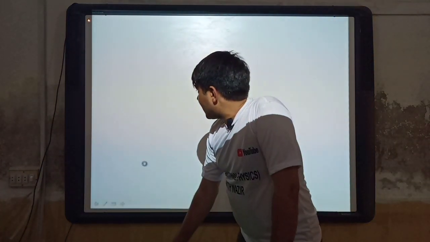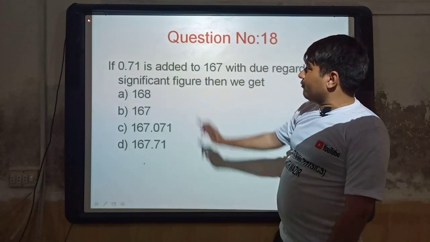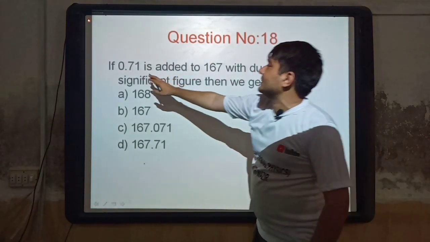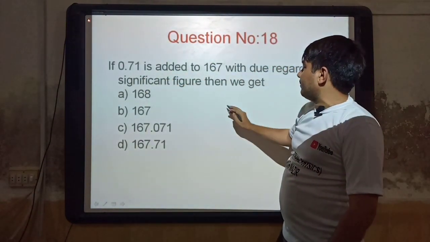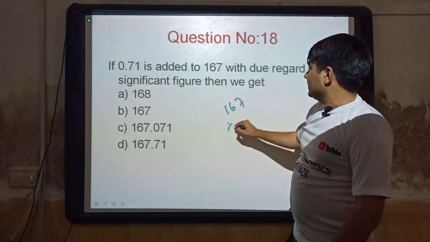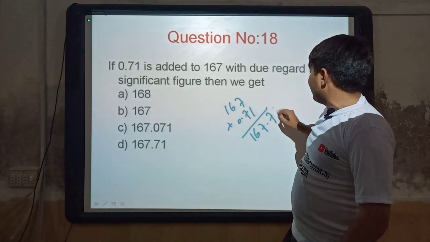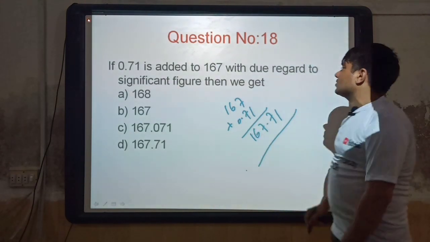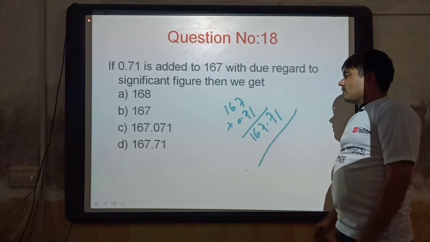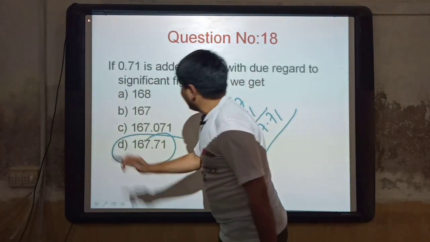Another question for you. If 0.71 is added to 1.67, its answer is 16.71. The correct option is D.